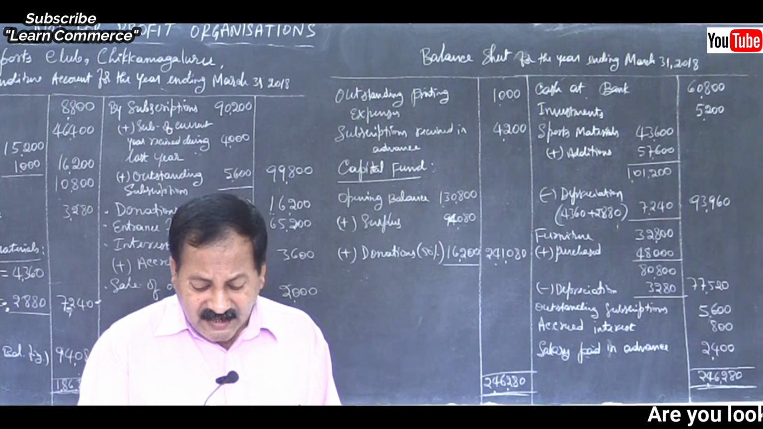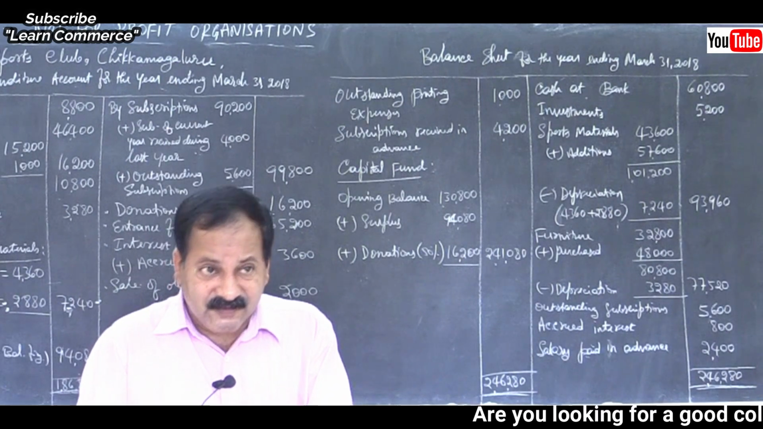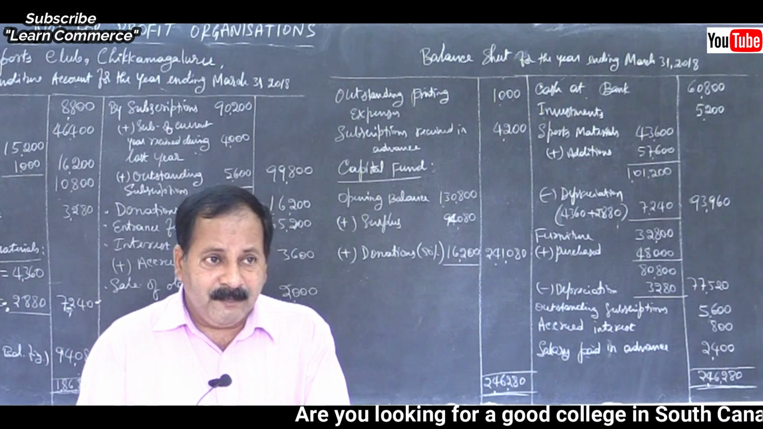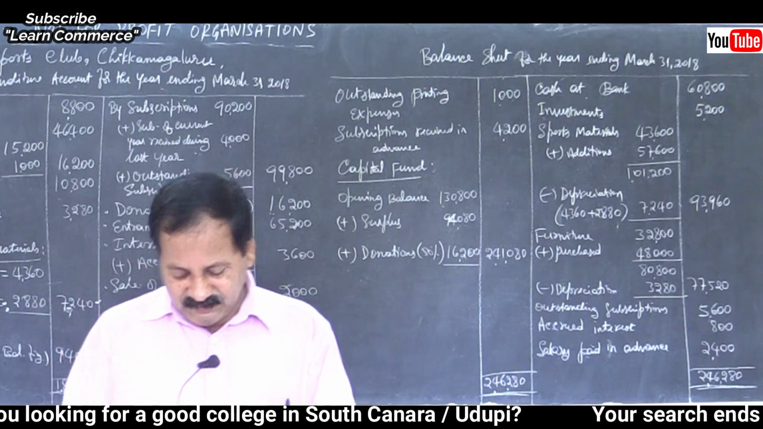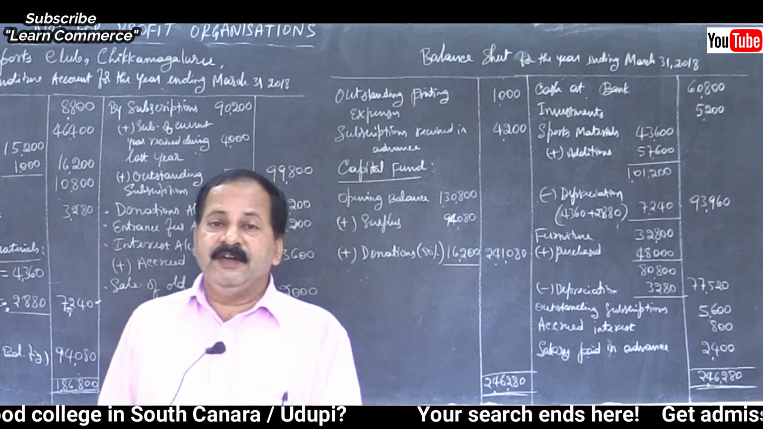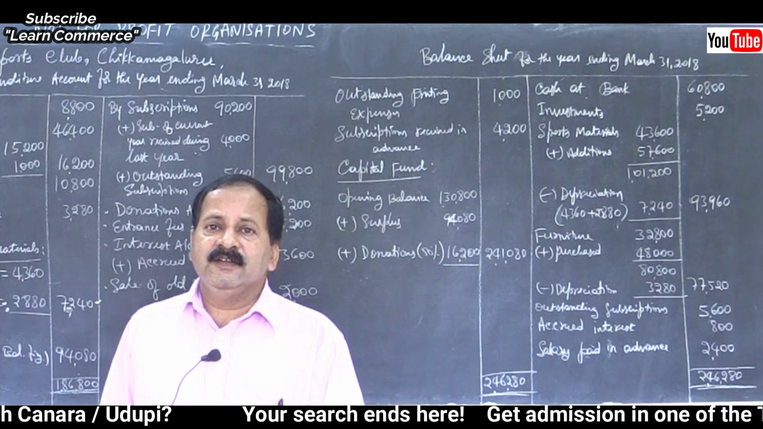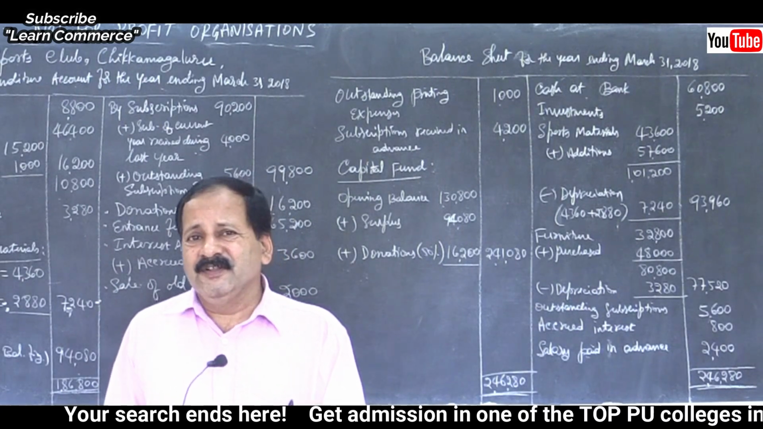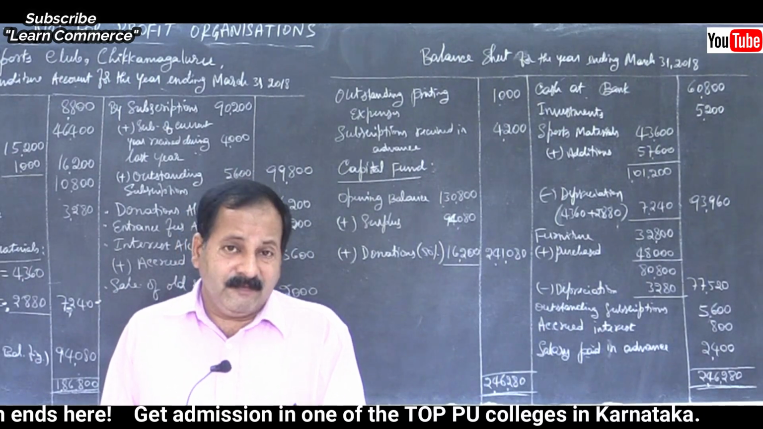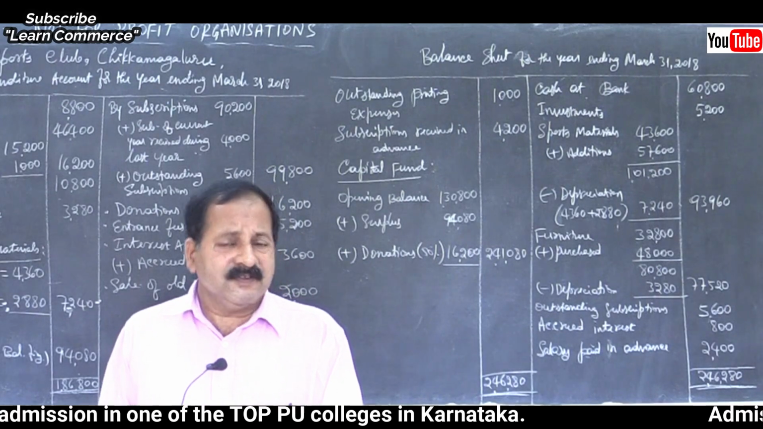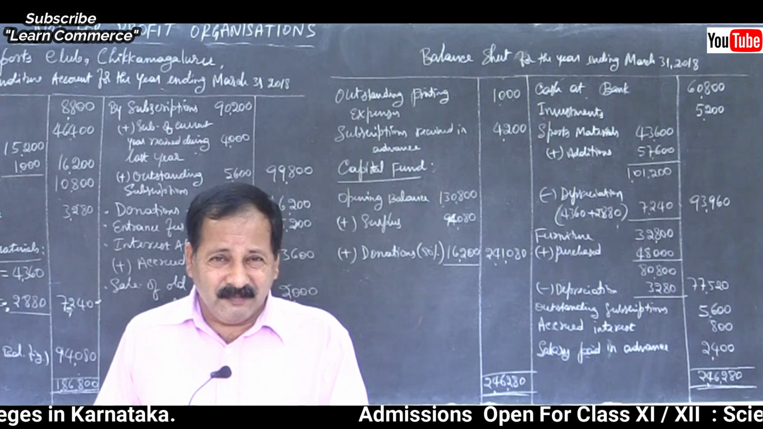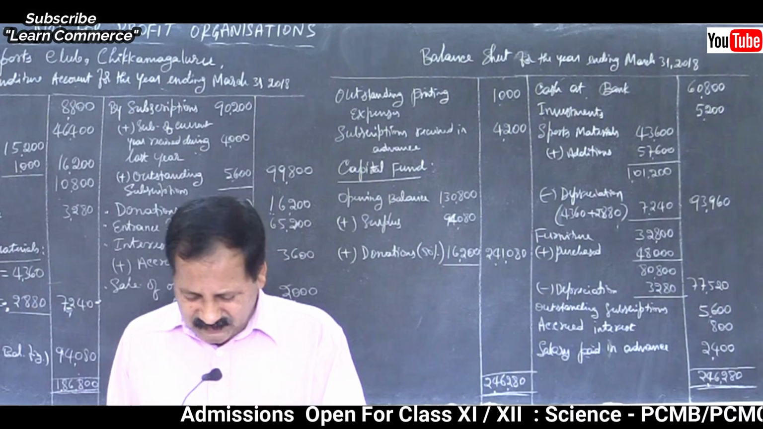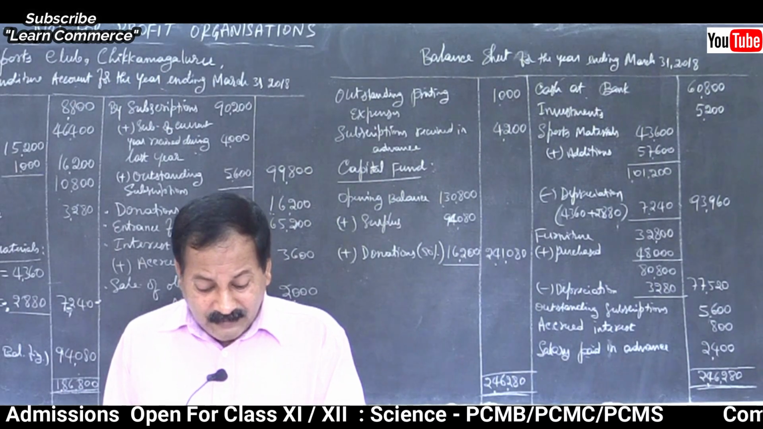First one, carriage paid on goods purchased. Carriage is an expense, isn't it? General expense, so revenue. Whenever you purchase goods, a carriage expense will be there to bring the goods or to send the goods, isn't it? So, revenue expenditure.